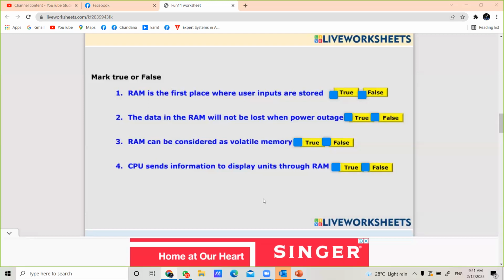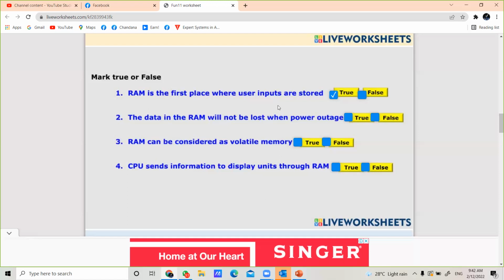I think you also finished doing this one. RAM is the first place where user input is stored. True or false? The statement here, that we already learned, the RAM is the first place that captures the input data. Therefore, the statement is true.